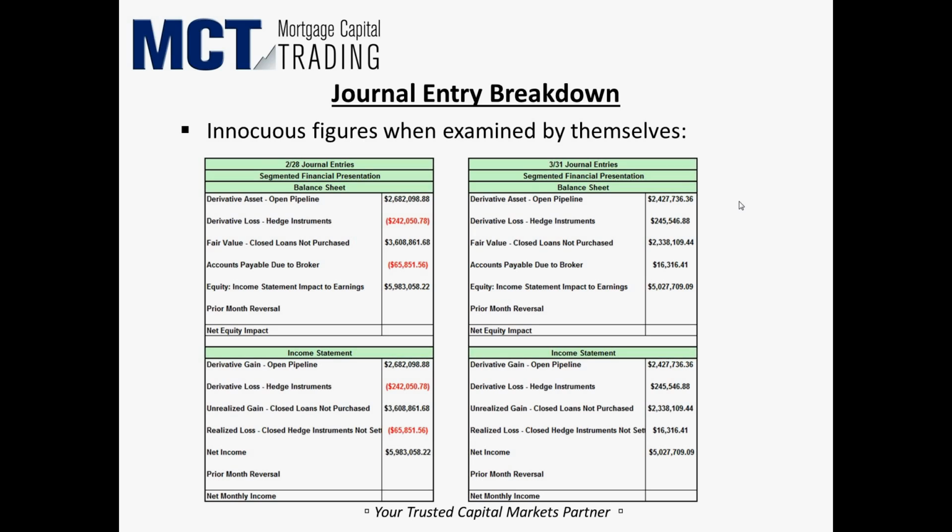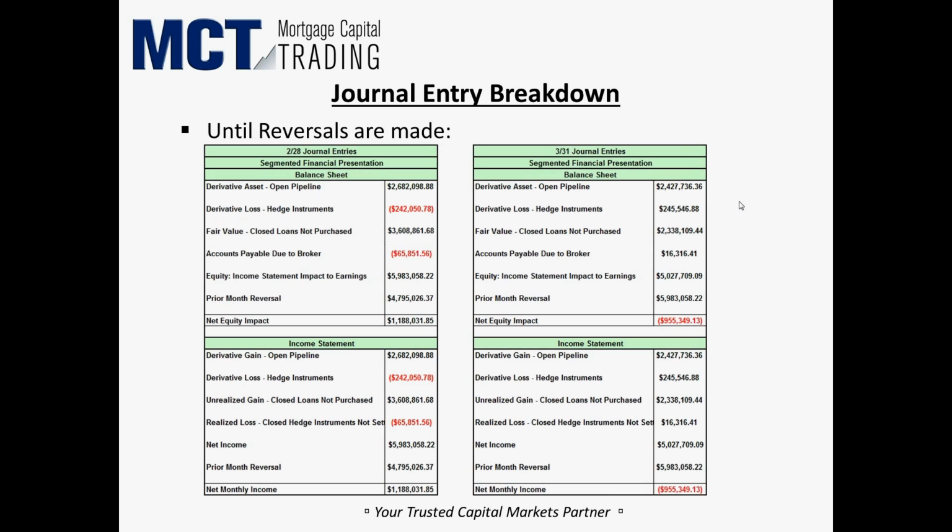So the fifth value here, the equity income statement impact to earnings, is the sum of those four numbers. And of course, as this says here, we have $5.9 million at end of February, and at the end of March we have $5,027,000. Real innocuous when you look at them without the reversals. But of course, when we add the reversals in, we see the obvious problem.